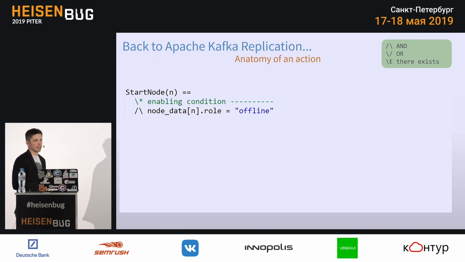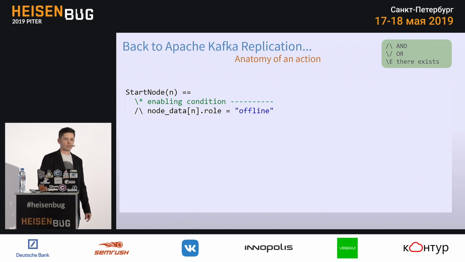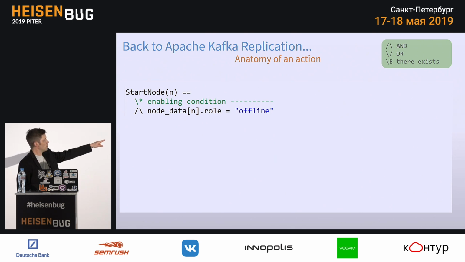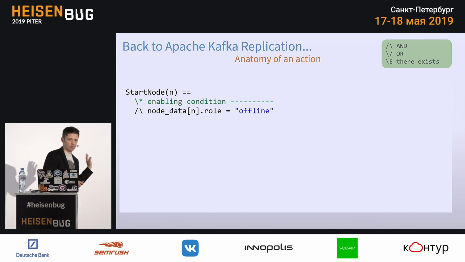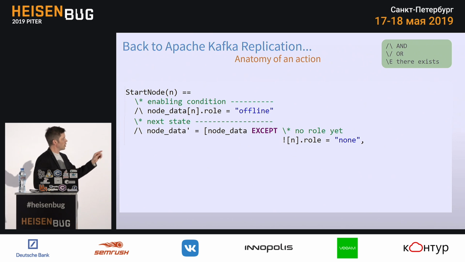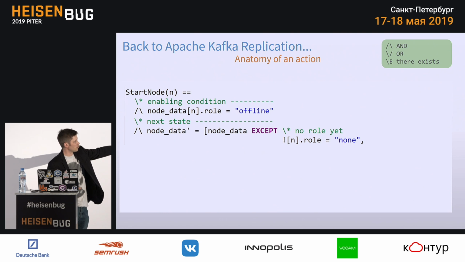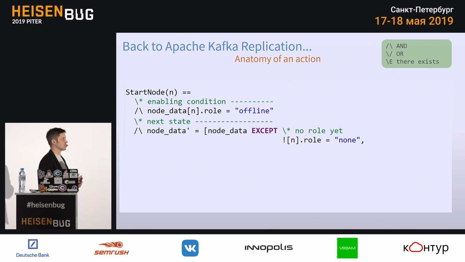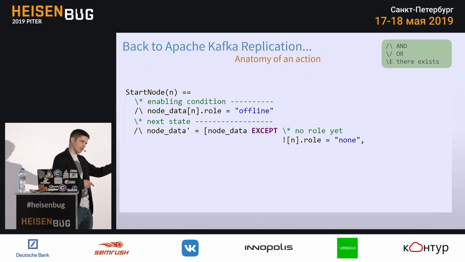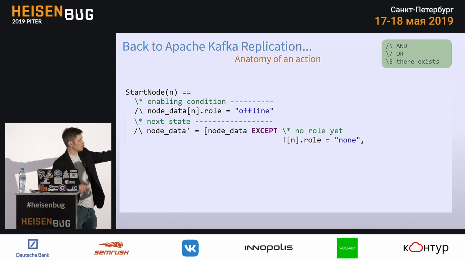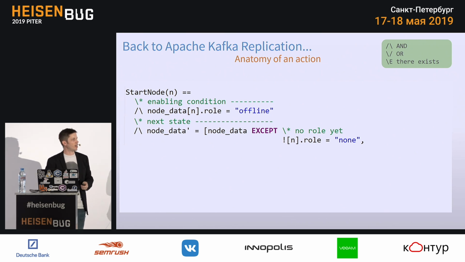What about start node? Well, I said that actions can be enabled or disabled. So here, our enabling conditions are that it has to be offline. Okay? So if this first formula is not true, then it cannot be executed in the model checker, right? And we also say what the next state will be. So we cannot mutate the current state. Okay? We have a state, and then we have the next state. And all we can do is we can say what something will be in the next state. And we use the little apostrophe there. And so the node data in the next state will be the same as the node data in this state, except that for this specific node, its role will be none. It's a very strange syntax, but you get used to it.